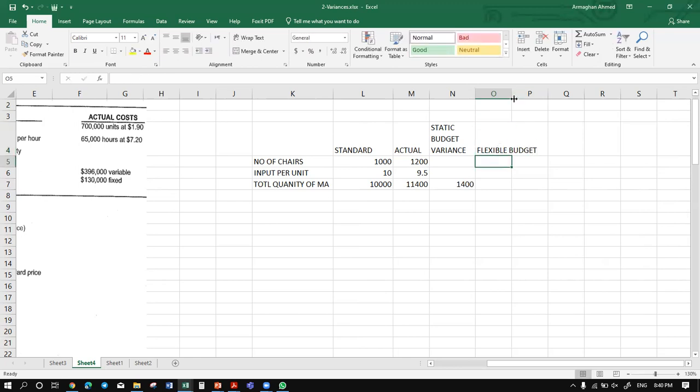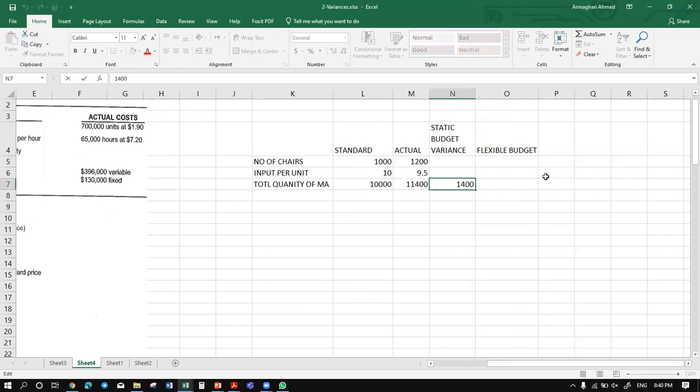how to calculate flexible budget? Although we mentioned this 1,400 is unfavorable because I used more material, in reality we are doing more production. We are producing more chairs. If you are producing more chairs, obviously the raw material quantity will come more.